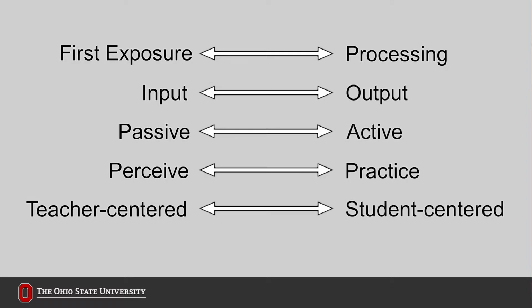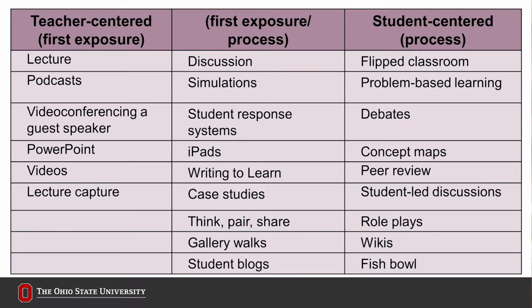The other side represents an emphasis on the processing of the information, where students are using the classroom time for more output than input. They're actively engaging in the material by practicing with it. We call this end of the spectrum student-centered. We have found that using this continuum is a helpful way of organizing possible teaching strategies. This table shows only a handful of the options. There are many others that we can choose from, so this is not meant to be an exhaustive list.